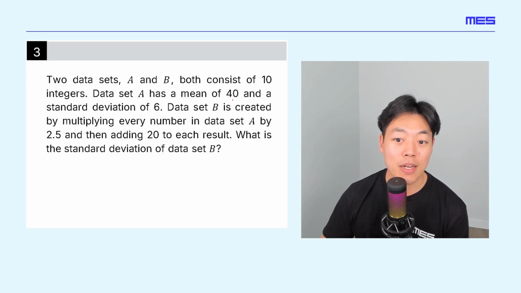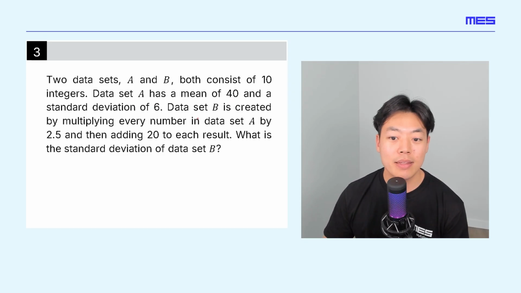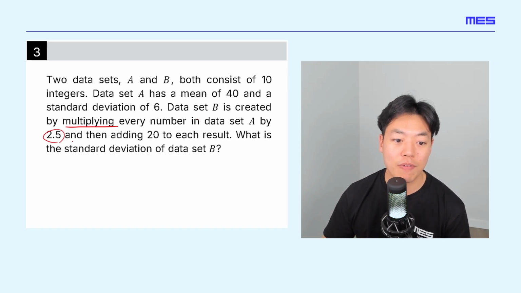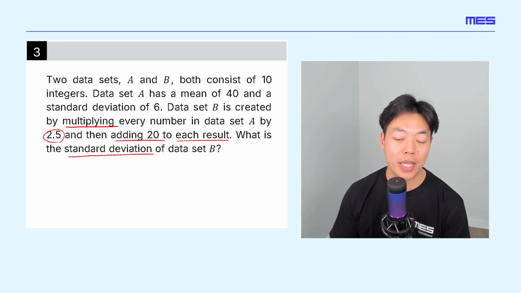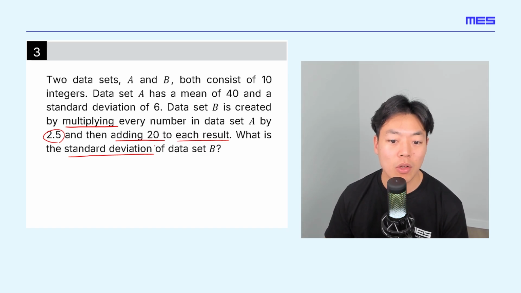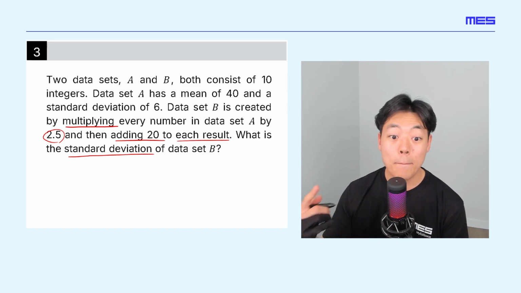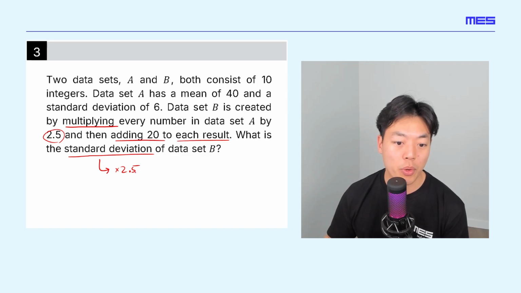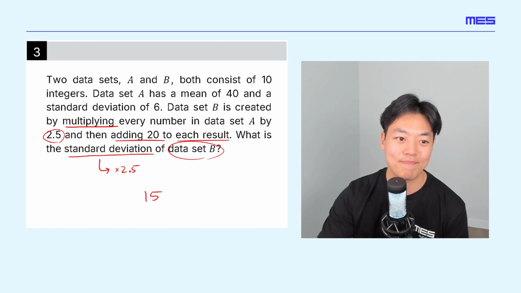Number three, two data sets A and B both consist of 10 integers. Data set A has a mean of 40 and a standard deviation of 6. Data set B is created by multiplying every number in data set A by 2.5 and then adding 20 to each result. What is the standard deviation of data set B? We have to be very careful here. With standard deviation, when we add the same amount to each result, the standard deviation does not change. But when we multiply every number in a data set, we multiply the standard deviation by that same amount. So the standard deviation was 6. 6 times 2.5 will give us 15 as our new standard deviation for data set B.